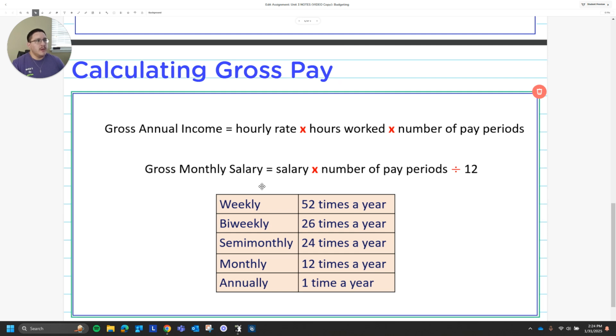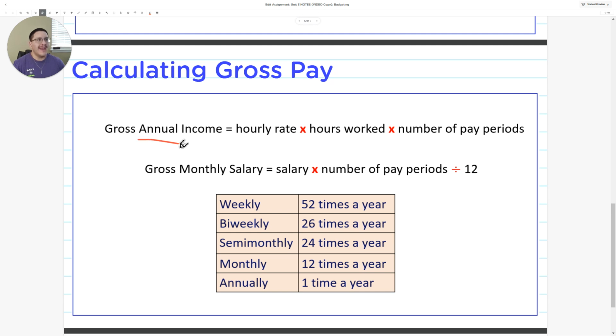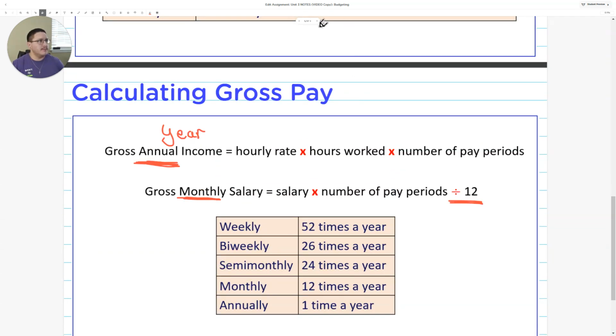Calculating gross pay. Here are some formulas. We'll break these down in a little bit, but the formula for gross annual income is hourly rate times the hours worked times the number of pay periods. Again, this is gross annual income, so we're looking for the entire year. Gross monthly salary will be the salary times the number of pay periods, divided by 12. We'll break these down in the following examples.